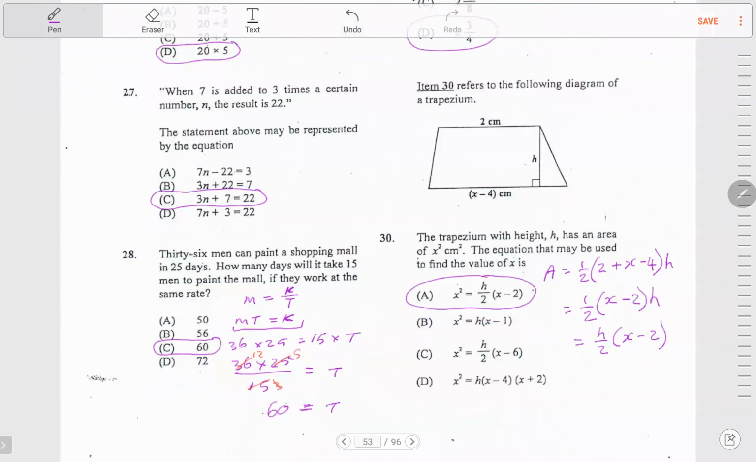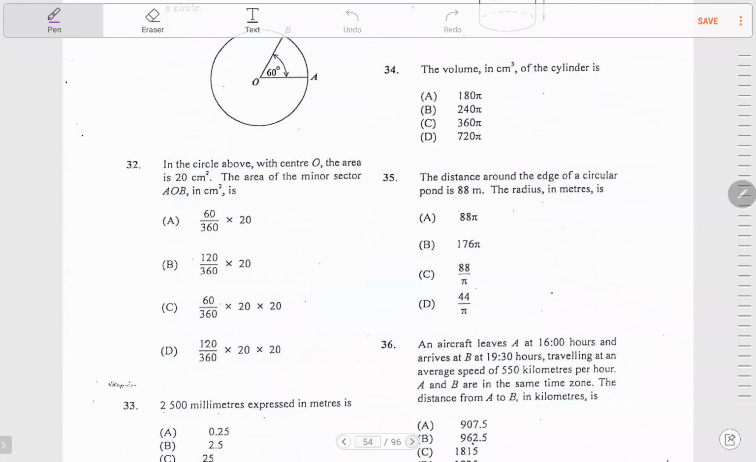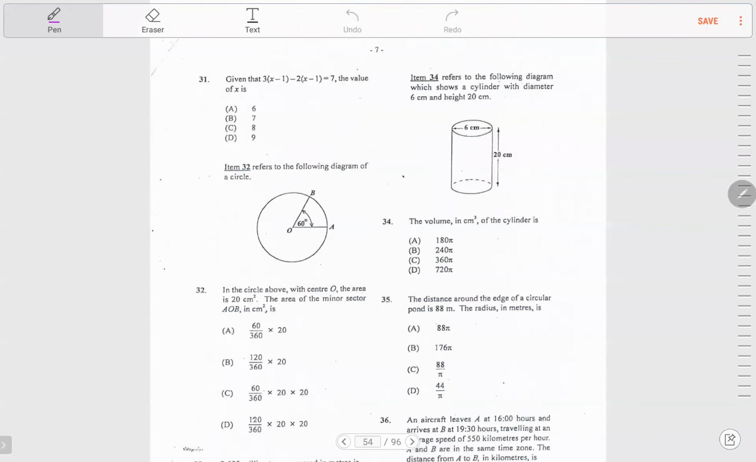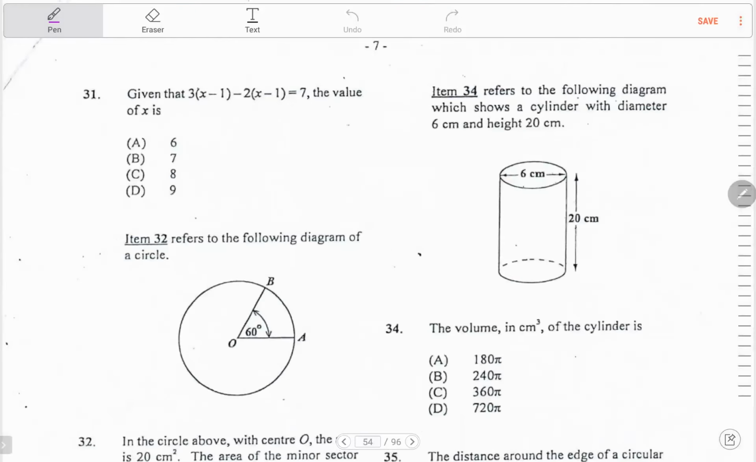All right, number 31. We did this question earlier. I worked it out and the answer was 8. So we're not going to work it out again.